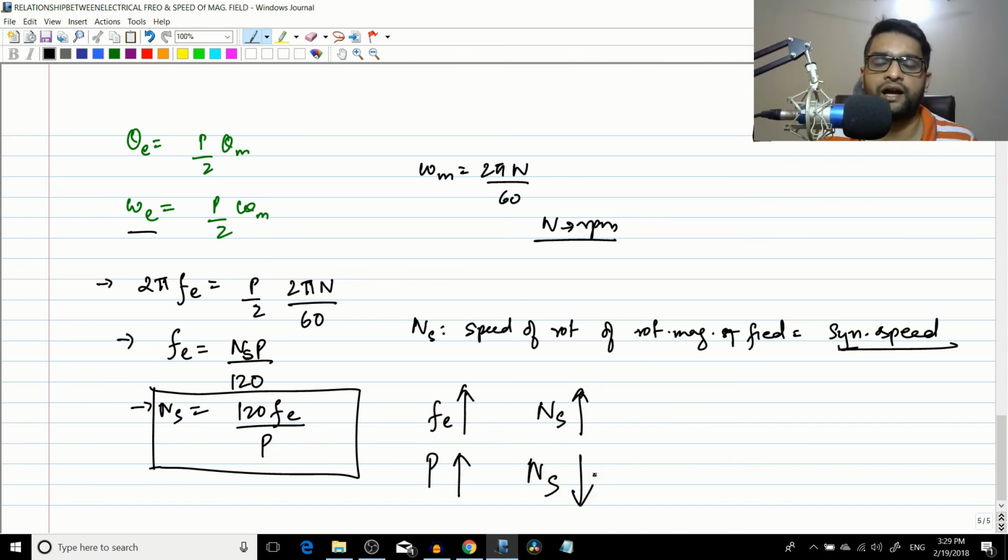That means for a machine which is having higher poles, the speed of rotating magnetic field will be very less. This is a very important relation. It is having good concepts which will come in synchronous motors, synchronous generators, and also induction machines. So go through this definition very carefully.